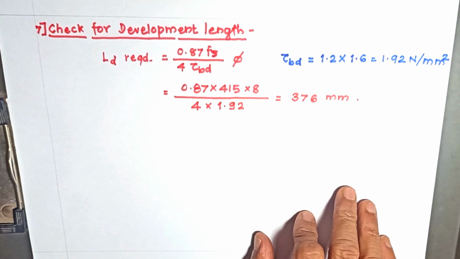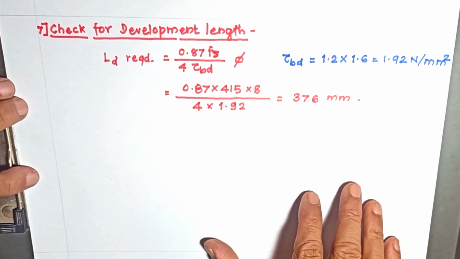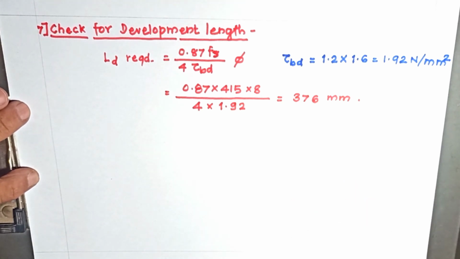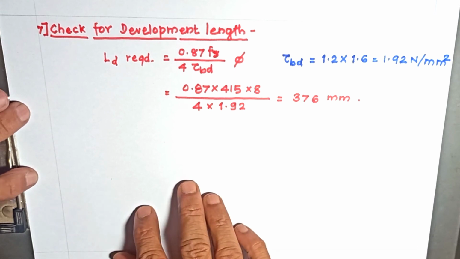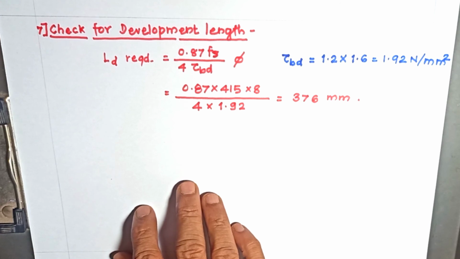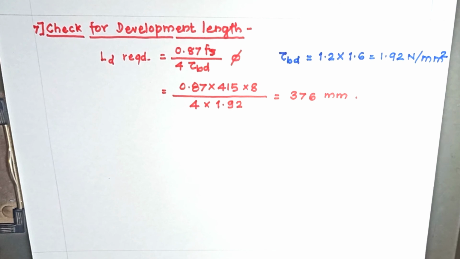Now let us see what is the development length available. This is a simply supported slab. So how much development length is available at the support, that we have to see now. Okay. Now for that purpose we will have to see page number 44. Okay. Page number 44. So look here.